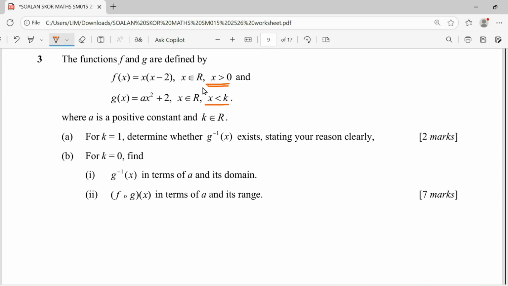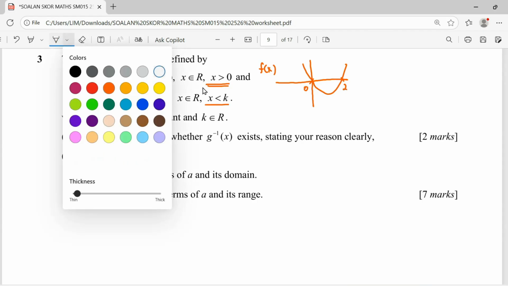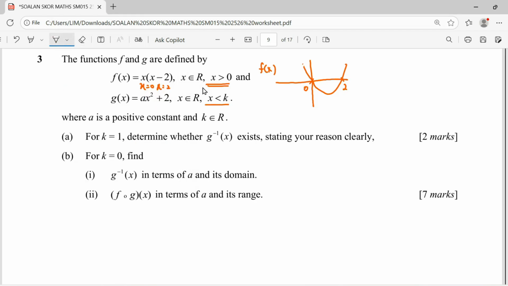So we observe the quadratic for f(x). It has x equals 0 and x equals 2 as its roots. This is our graph, and it takes x more than 0, which means this function only happens from domain 0 to infinity, one side only.